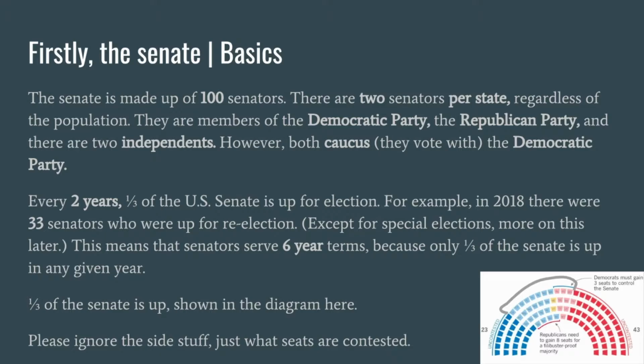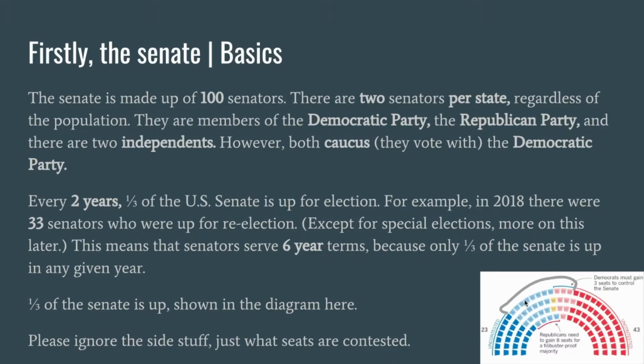Now, every 2 years, so in 2016, 2018, 2020, 2022, etc., 1/3 of the Senate is up for election. So this year, there were 33 senators who were up for election, except for special elections, and I'll do more on this later. And that does mean that senators serve 6-year terms, because only 1/3 of the Senate is up.